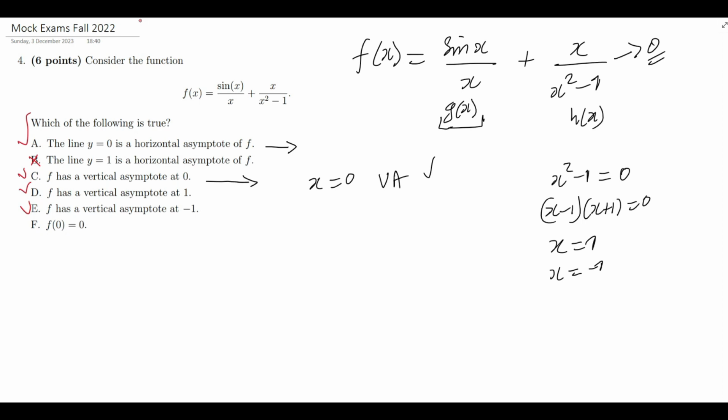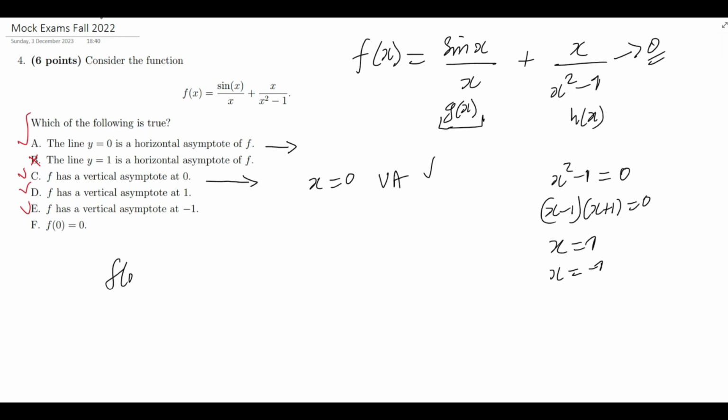And the last statement says that f of 0 is 0. Now this is not necessarily correct. Why do I say so? Now let's look at it together. The statement says that f of 0 is 0.